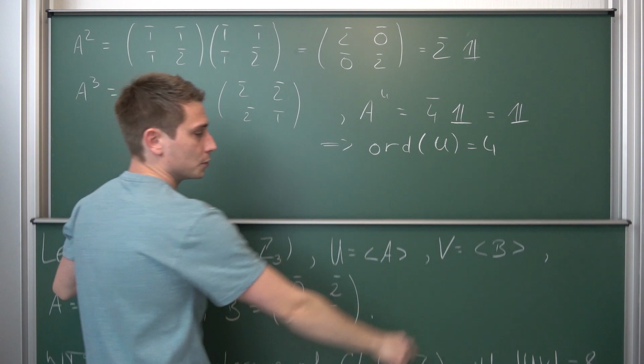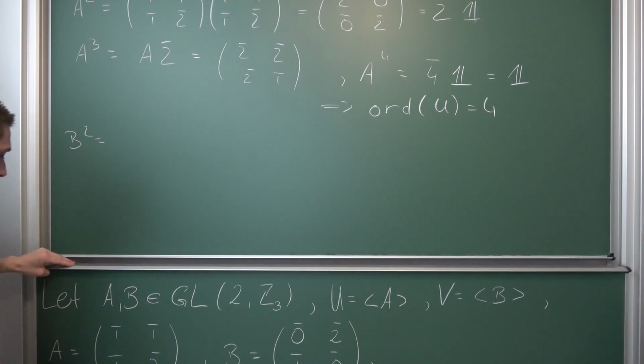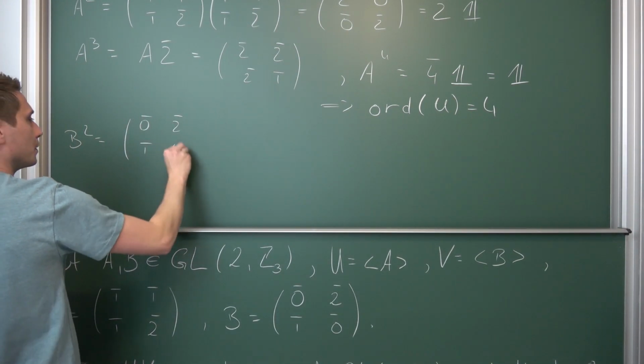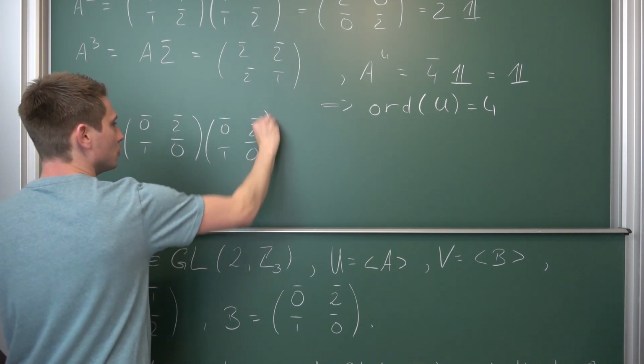Now we are going to compute all the powers of B. Now B squared is nothing but, I'm going to write it out, so this gives us 0, 2, 1, 0, times 0, 2, 1, 0.